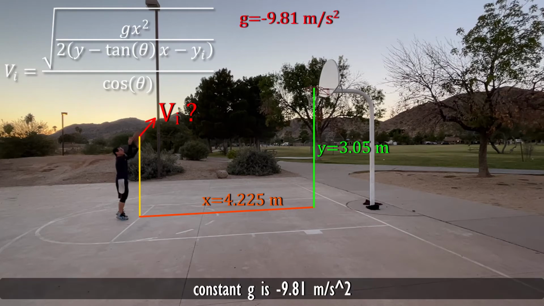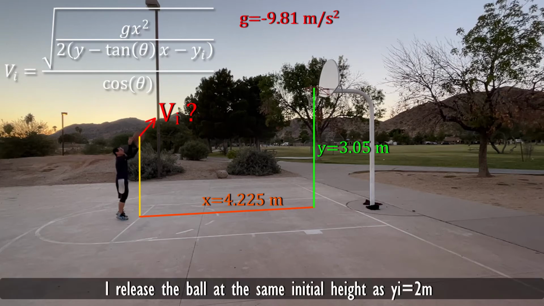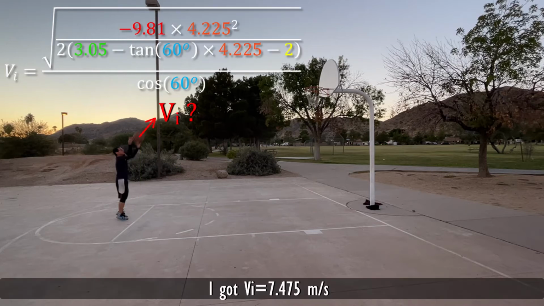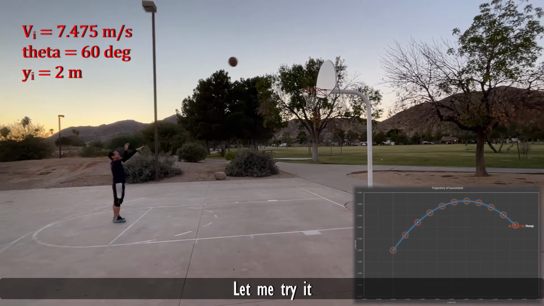Constant g is negative 9.81 meters per square second. I release the ball at the same initial height as y sub I equals 2 meters and at the same shooting angle as theta equals 60 degrees. I got v sub I equals 7.475 meters per second. Let me try it.